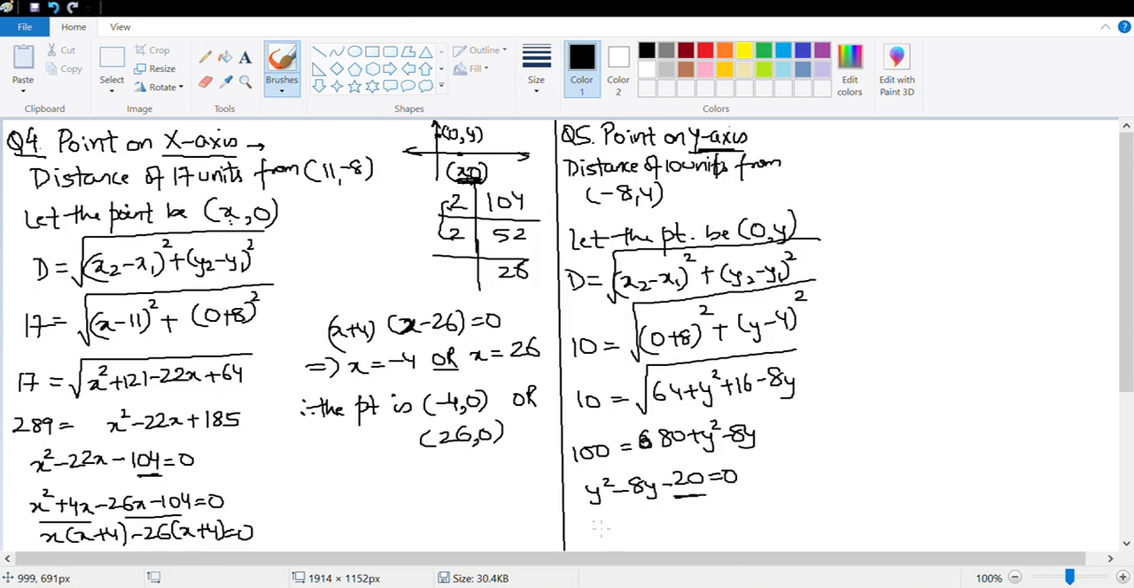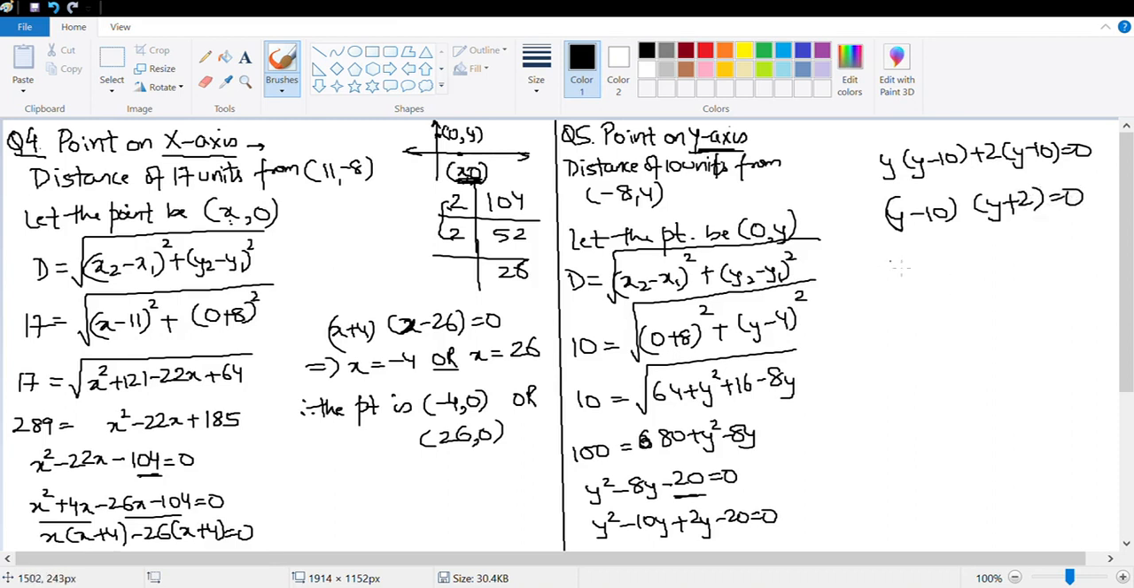So this will be y square minus 10y plus 2y minus 20 is equal to 0, which means y times (y minus 10) plus 2 times (y minus 10) is equal to 0. (Y minus 10) times (y plus 2) is equal to 0, which means y is equal to 10 or y is equal to negative 2.